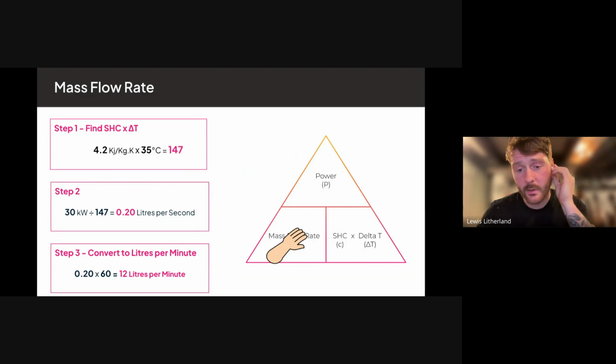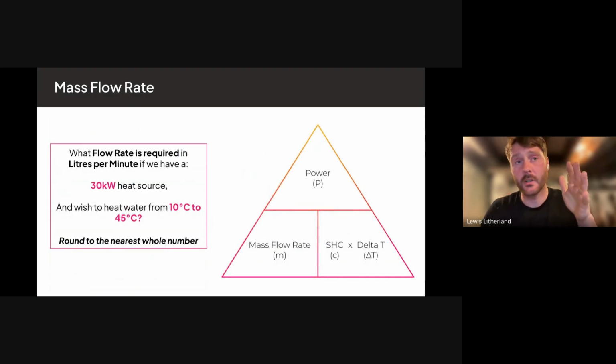When you're doing the assessments, just be cautious of what the question is actually asking you. It's asking you for the number in liters per minute, so don't leave it as liters per second. So change to liters per minute, times by 6 there, nice and straightforward.